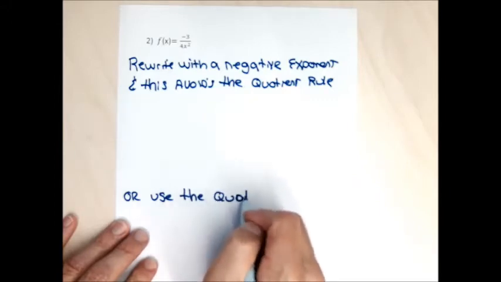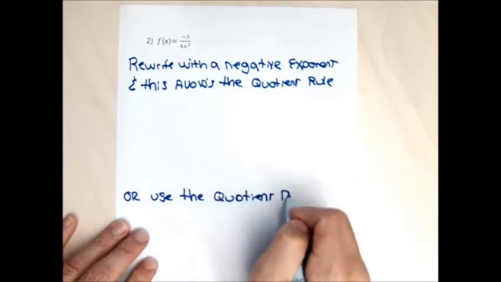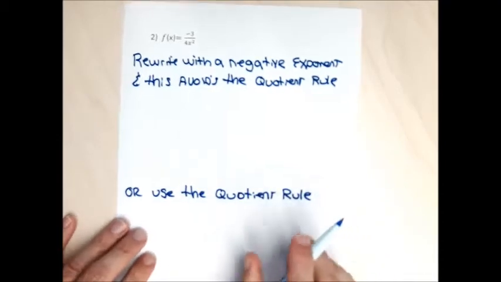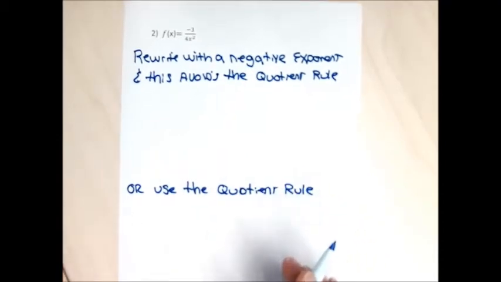Anytime we have a fraction, we're allowed to use the quotient rule. Some fractions are special, like in problem 2. I could actually do this problem and avoid the quotient rule. So I'm going to do it both ways. You pick the way that you like.